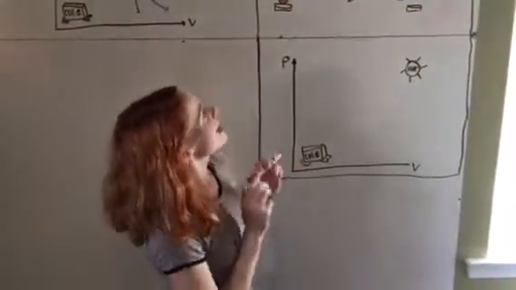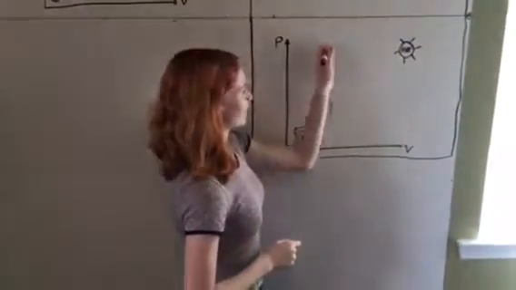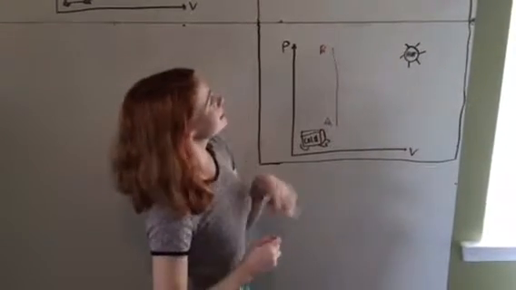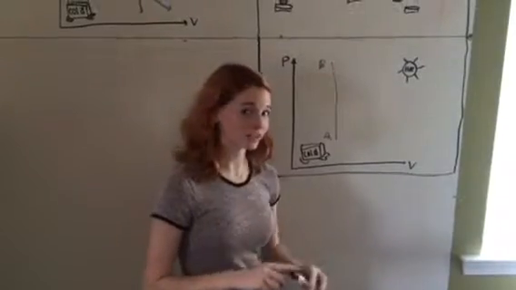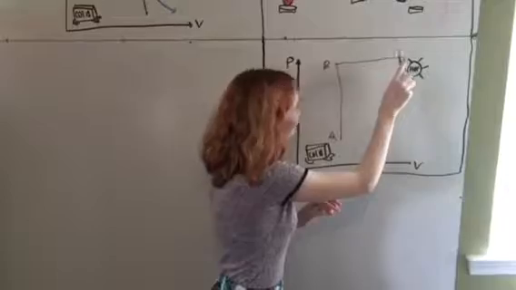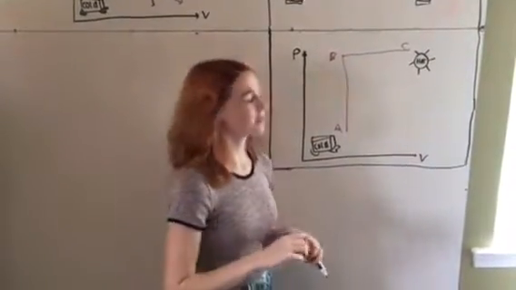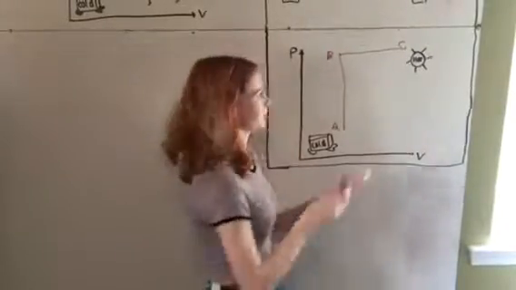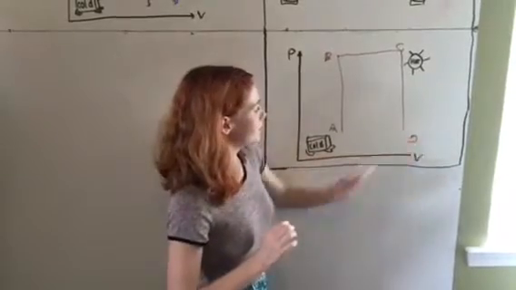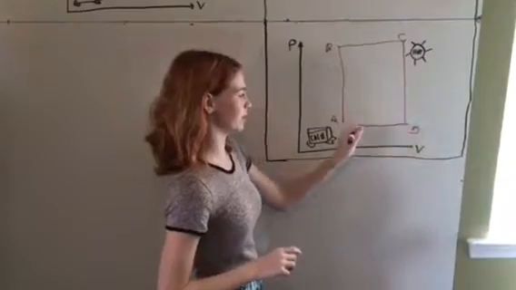Alright, since A to B is isochoric, that means the volume will stay the same, which means it'll be a straight line up. From B to C, it is isobaric, which means the pressure stays the same, which means it is a line parallel to the x-axis. From C to D, it is isochoric, which means it'll go straight back down because the volume remains the same. And from D to A, it is isobaric, so the pressure stays the same, and it will go back to where it started.